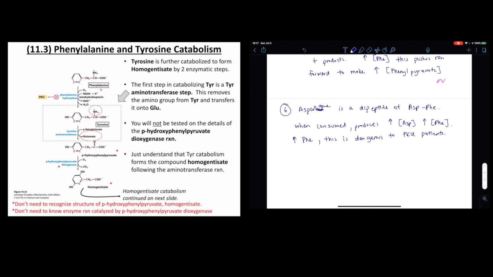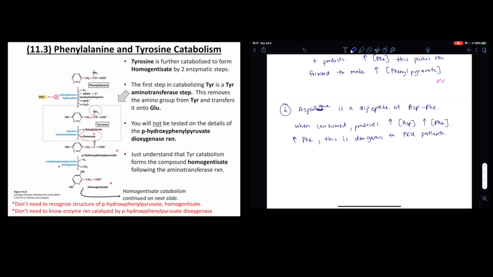All right. So let's finish off talking about this phenylalanine catabolism, right? So we know this step already. This is phenylalanine hydroxylase. So we hydroxylate the aromatic ring to make tyrosine. Now we're going to talk about how we're going to catabolize this entire thing. So tyrosine is further catabolized to this compound that's called homogentisate, which is going to take two enzymatic steps.